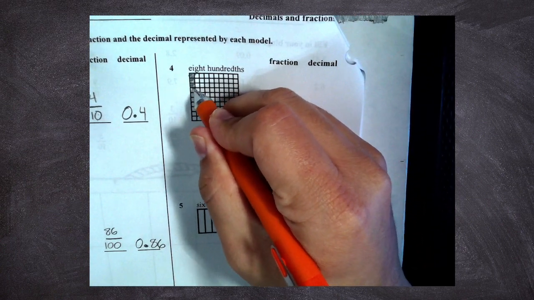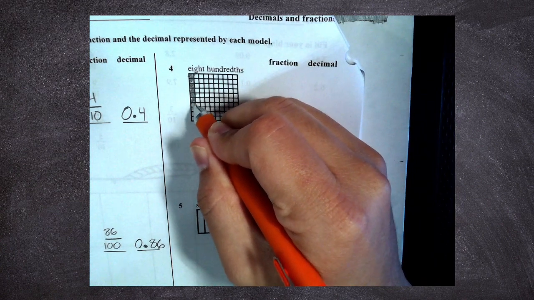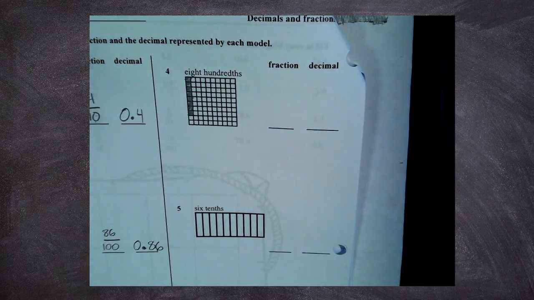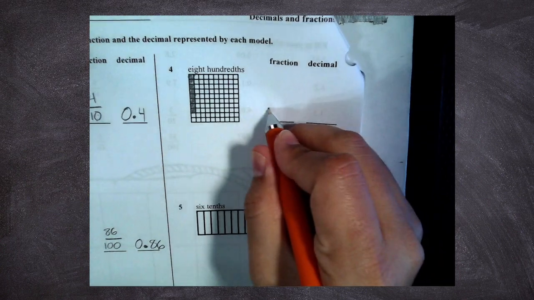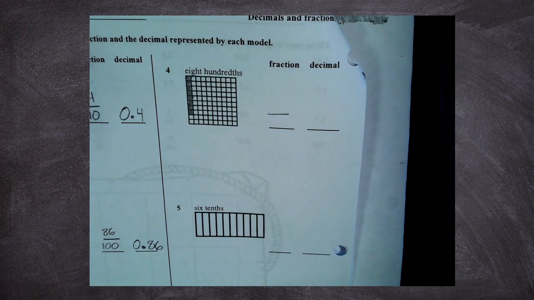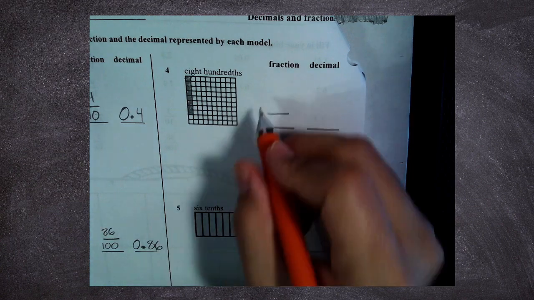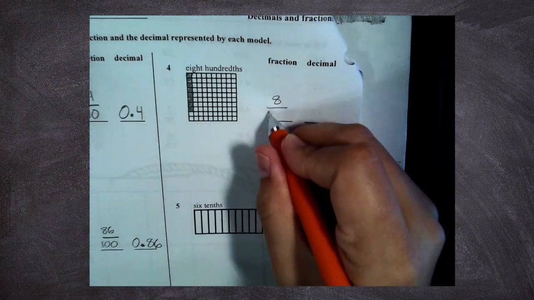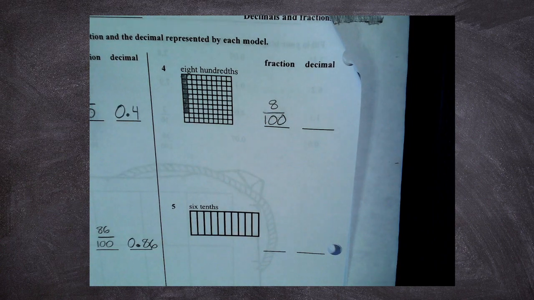1, 2, 3, 4, 5, 6, 7, 8. So there's my 8 squares. Okay, what about my fraction? What should my fraction be that would match my model? Jaylene, what fraction do you think would match my model? 8 over 100. Okay, we're doing great so far.